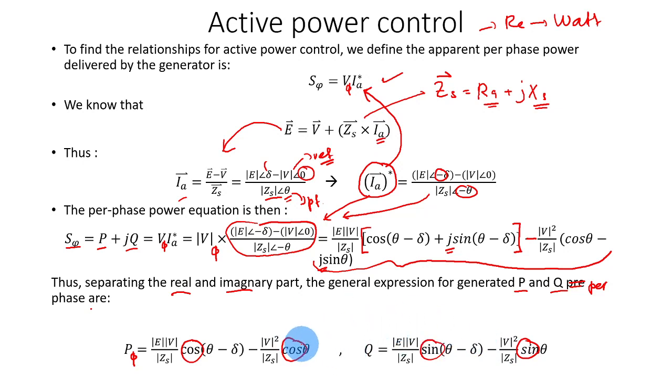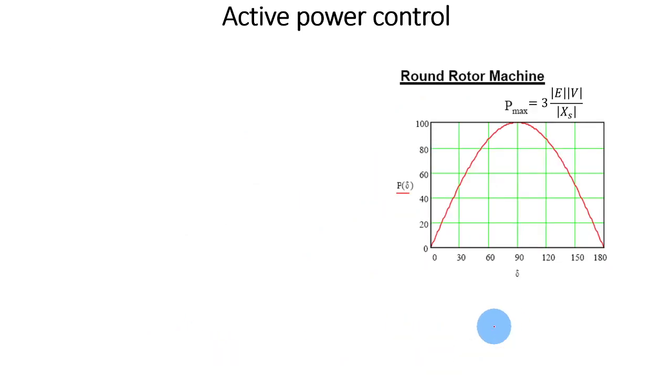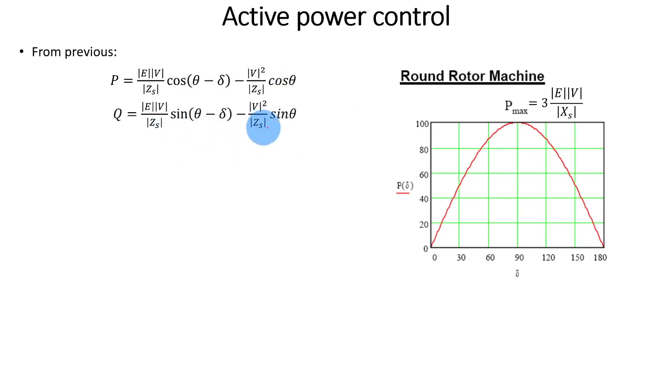It's the same formula, except that for the real power it's a cosine on both sides, and for the reactive power it's sine on both sides. Okay, now let's take a look further. From previous, we have this formula. Let's analyze only the active power for the time being. So this is the general equation for the active power control. All right, so that is the analysis for the reactive power.